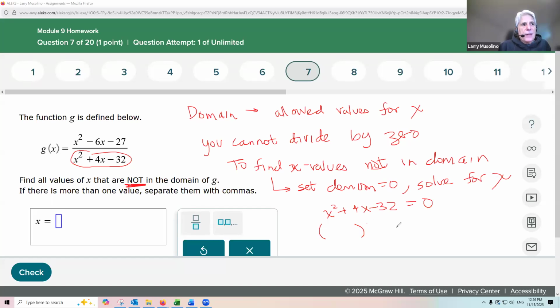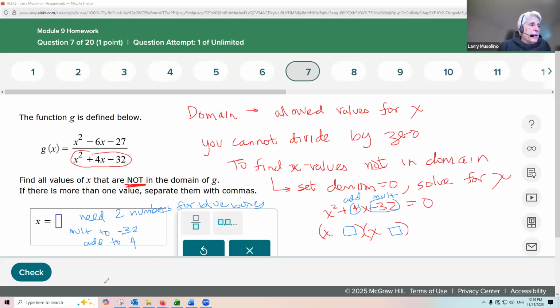Let me try to factor this left side here. I'm going to put an x in front. And now I'm looking for two numbers. You remember how to factor here? I'm looking for two numbers to put in these blue boxes. The two numbers have to multiply to negative 32, but add to positive 4. All right, so let me do a little bit of a logic puzzle here. We need two numbers for the blue boxes, where the two numbers have to multiply to negative 32, but at the same time add to 4.